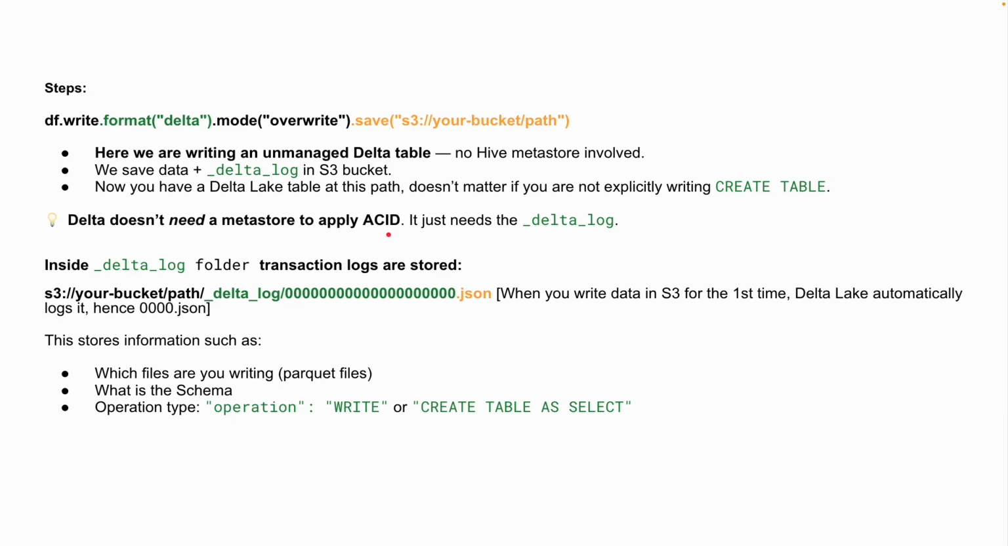And ACID we already know. Atomicity, which is basically saying the operation either fully succeeds or fully fails. Consistency, which says that data will always be in a valid state. I is for isolation, which tells that concurrent reads or writes don't clash. Only the latest valid commit is visible to other queries or users. D is for durability. Once the data is stored, it is safely stored.